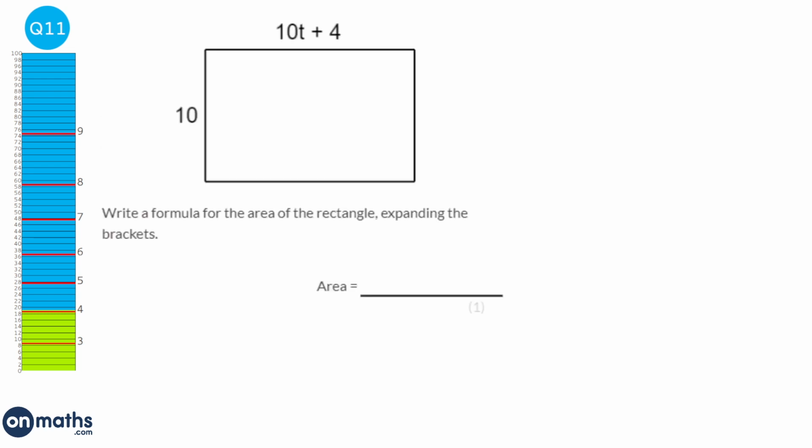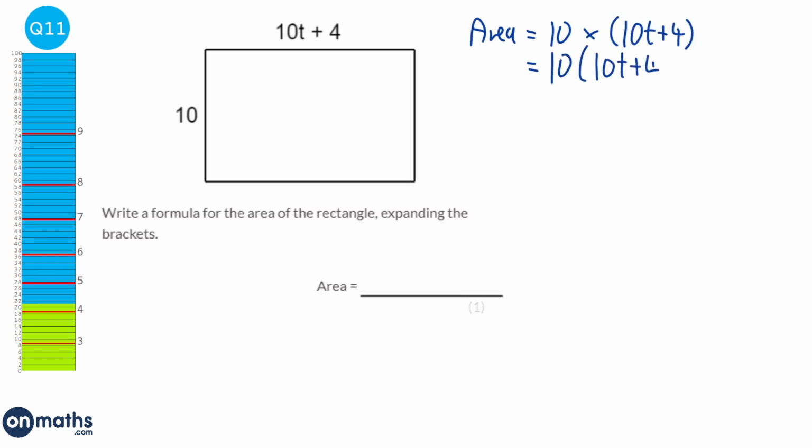So to find the area of a rectangle, we do length times the width. So here, to find the area, we will do 10 times the whole of the 10t plus 4. And to show that we're doing the whole of it, we put it in brackets. So a different way of writing that is 10 brackets 10t plus 4. And whichever method you use to expand brackets, feel free to do it here.